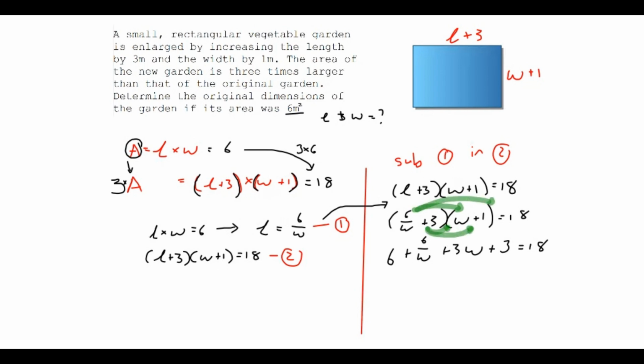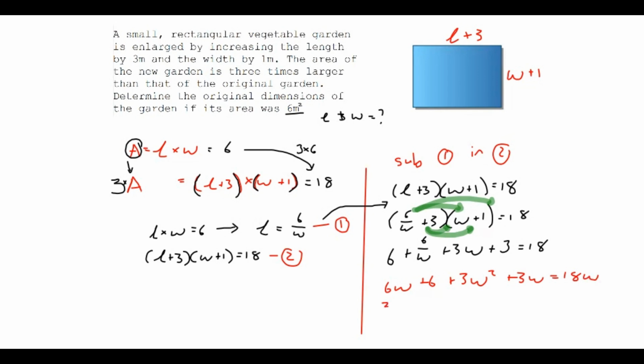Okay. So to simplify this, we have a variable in the denominator here, meaning we need to multiply everything with said denominator. So that would simply become 6w plus 6 plus 3w squared plus 3w equals 18w. Okay, how did we get that? We multiplied everything with w here, and now we need to simplify, so get everything on one side and simplify.